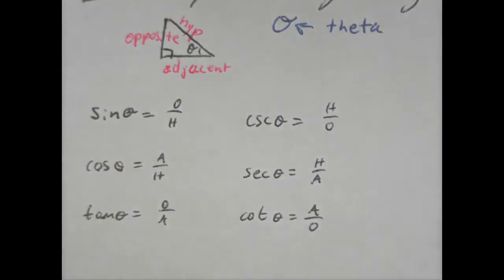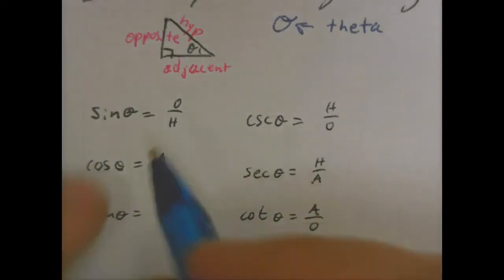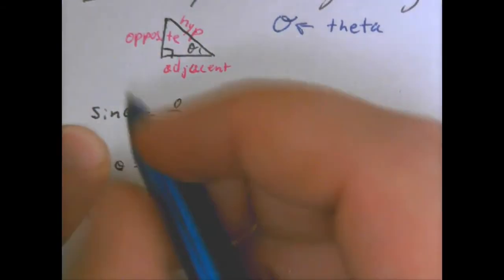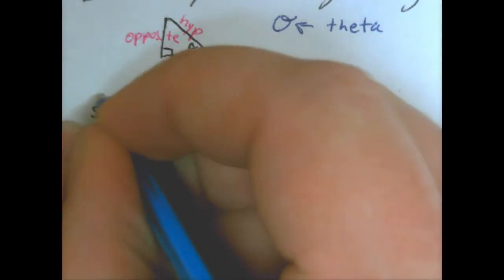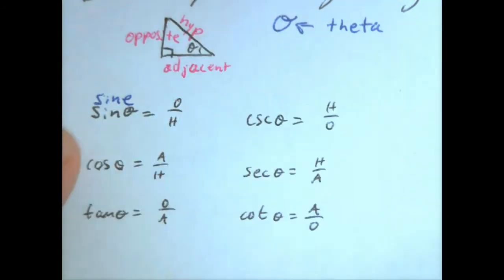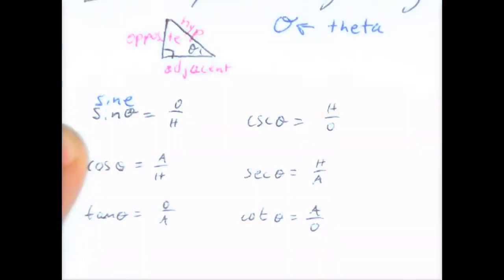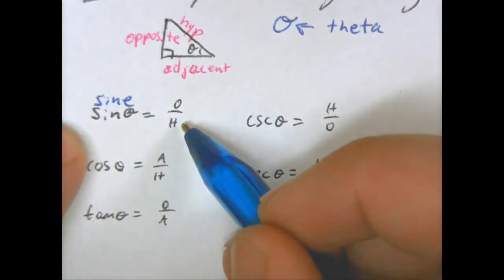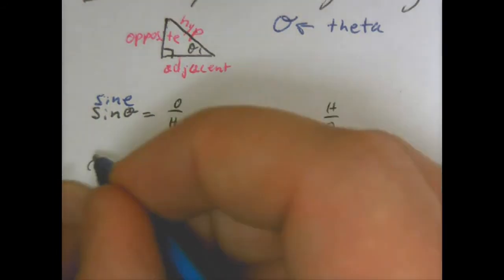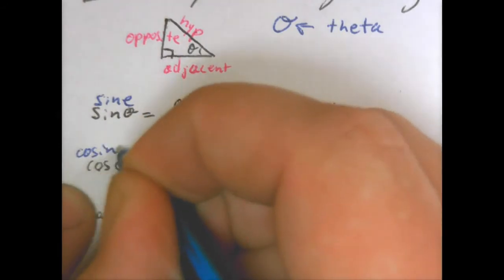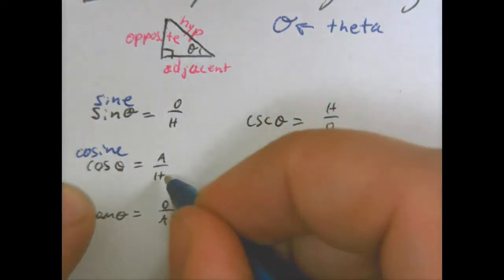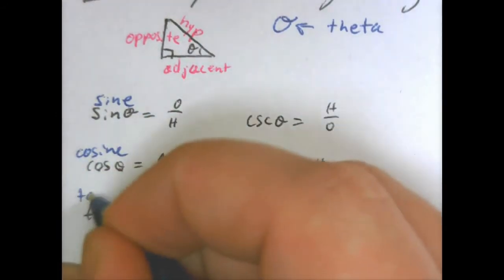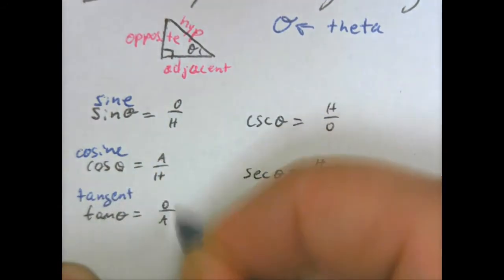So these are all of our trig ratios. Sine, this is sine. This is not sin. This is called sine of theta. It is the opposite side over the hypotenuse side, whatever those may be. This one is cosine, which is adjacent over hypotenuse. This one is tangent, which is opposite over adjacent.